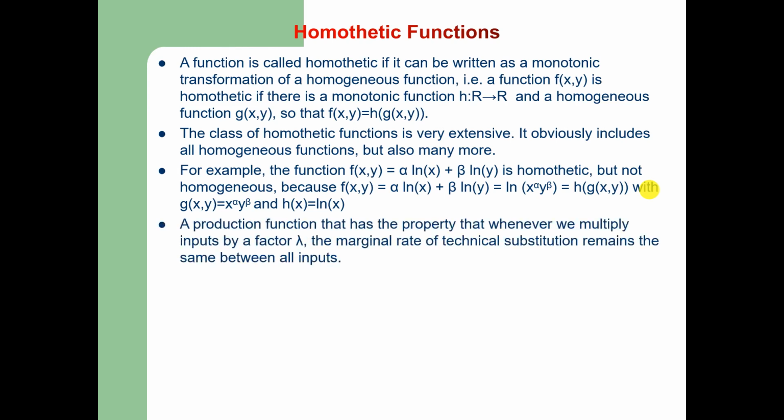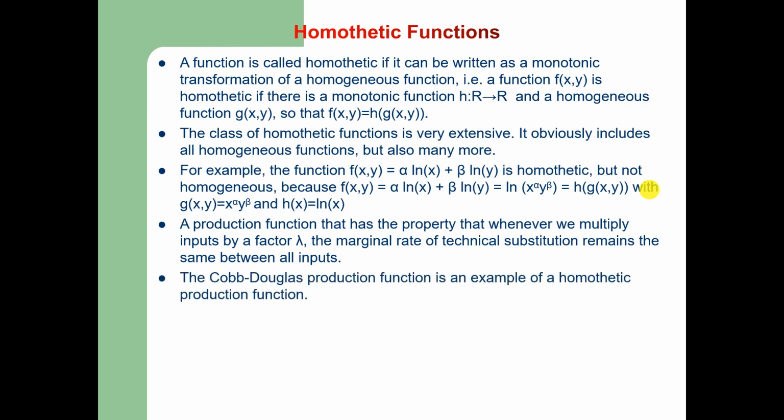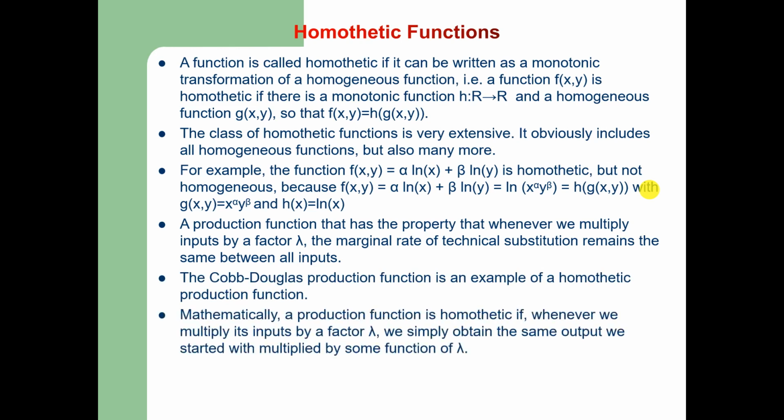A homothetic production function has the property that whenever we multiply inputs by factor lambda, the marginal rate of technical substitution remains the same between all inputs. The Cobb-Douglas production function is an example of a homothetic production function. Mathematically, a production function is homothetic if whenever we multiply its input by lambda, we simply obtain the same output we started with multiplied by some function of lambda.